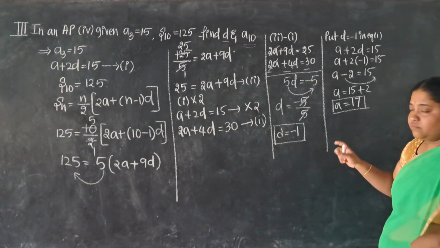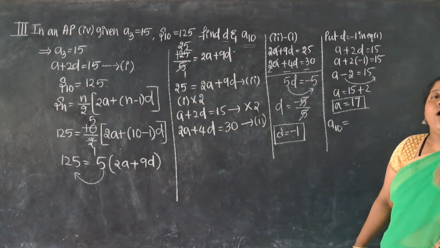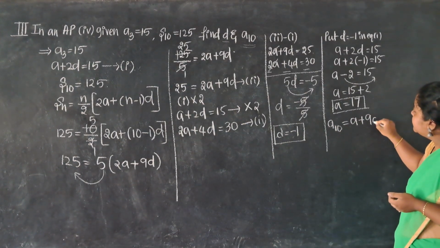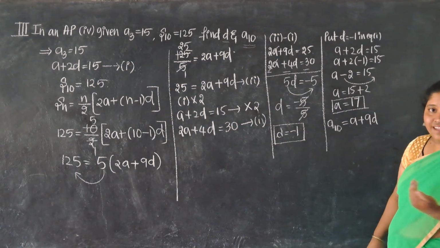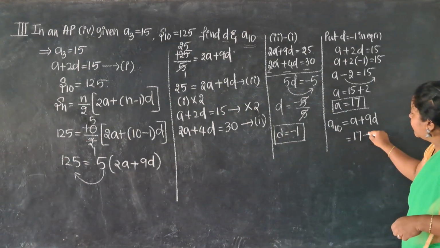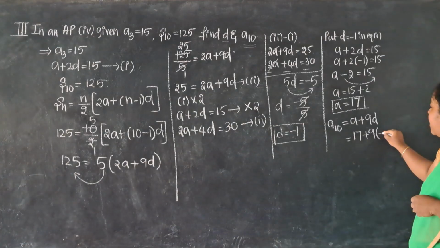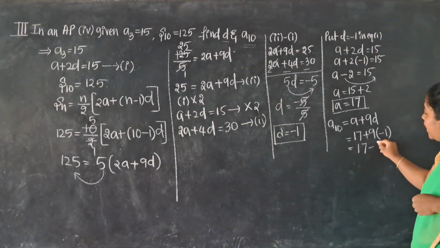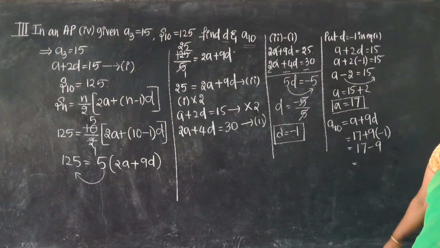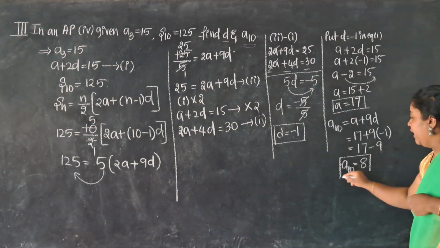So now, finally, I should calculate the 10th value. And you people know that, how can I write A10? A10 can be written as A plus 9D. Understanding? This is how we have followed the rule. Now, the A value we have calculated as 17, 9 into, and the D value we have got as -1. So 17 minus 9. What is the answer, dear? That is 8. So the 10th value I got is 8.